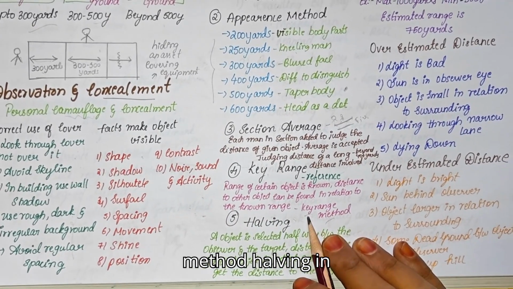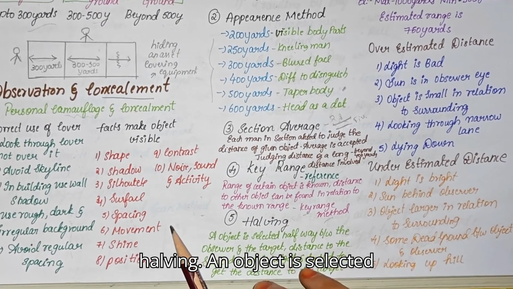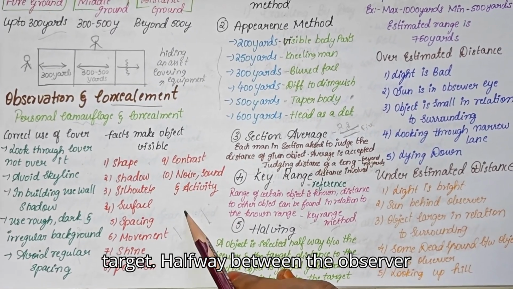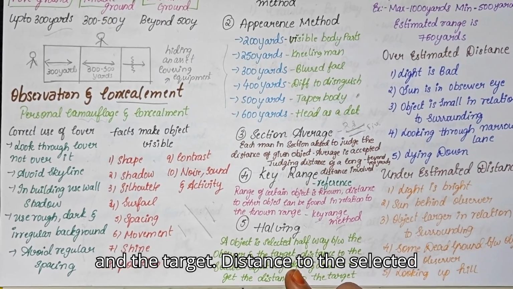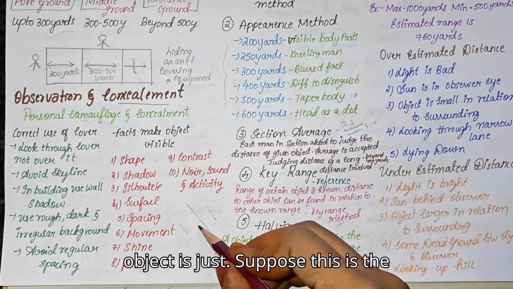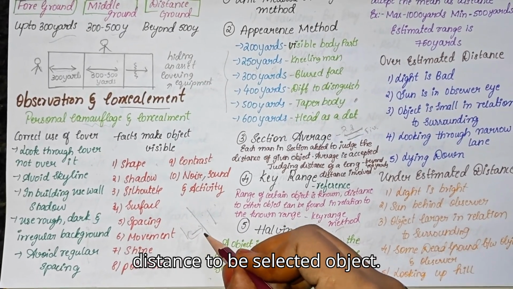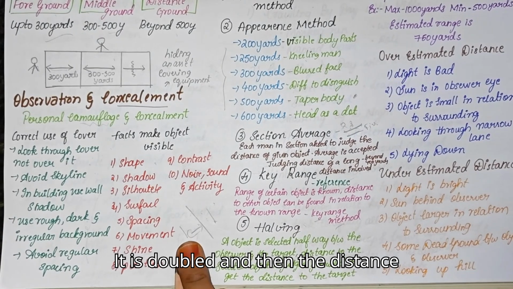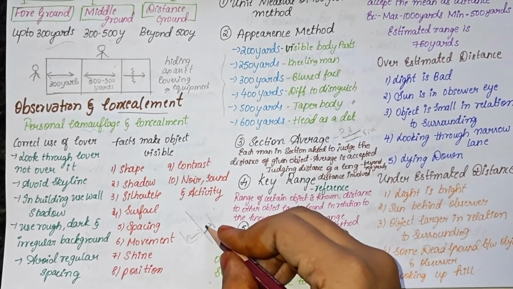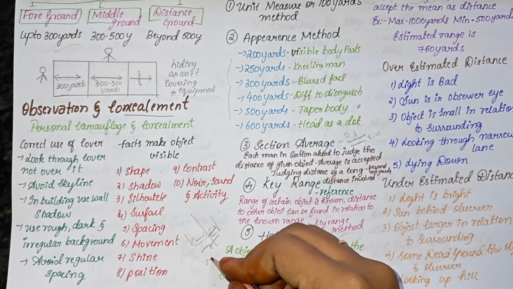Halving. In halving, an object is selected halfway between the observer and the target. Halfway between the observer and the target, distance to the selected object is judged. If suppose this is the distance to the selected object, it is doubled, and then we get the distance.